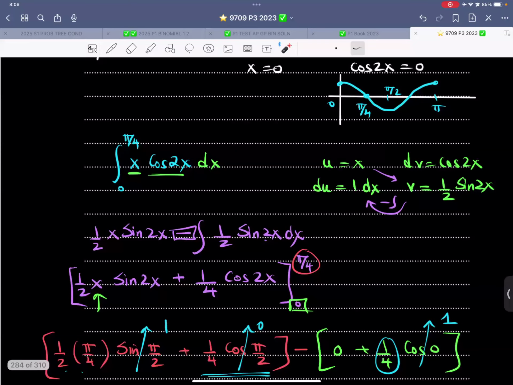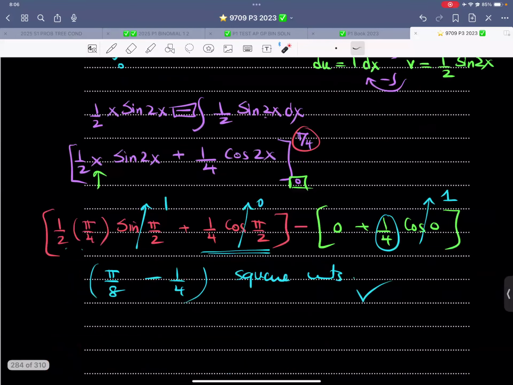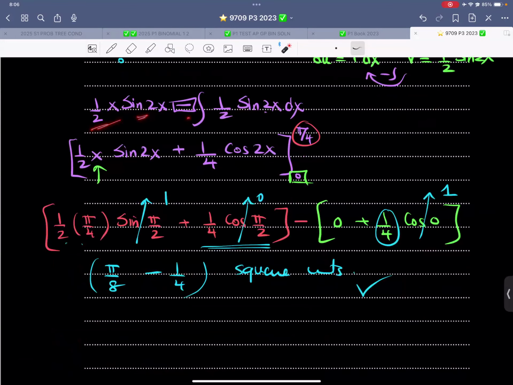U is x, du is 1 dx. dv is cos 2x, v is half sine 2x. Integration by parts, uv minus integral v du. Basic integration. You can just take the half common out if you want to. Otherwise, no use of torturing yourself. Just plug in the values, simplify, and you get this answer, which is pretty basic.